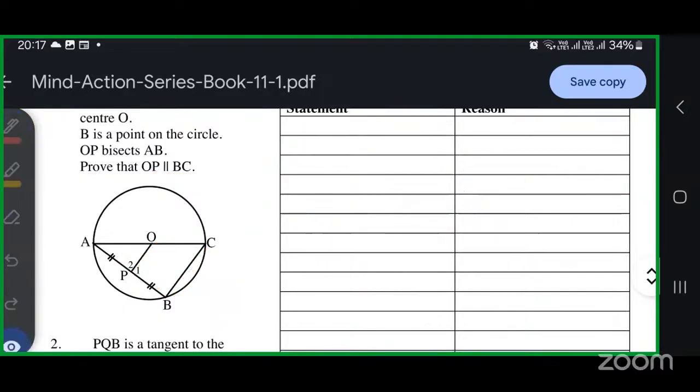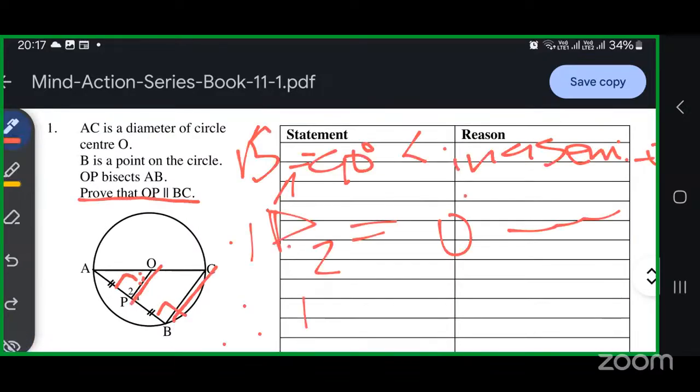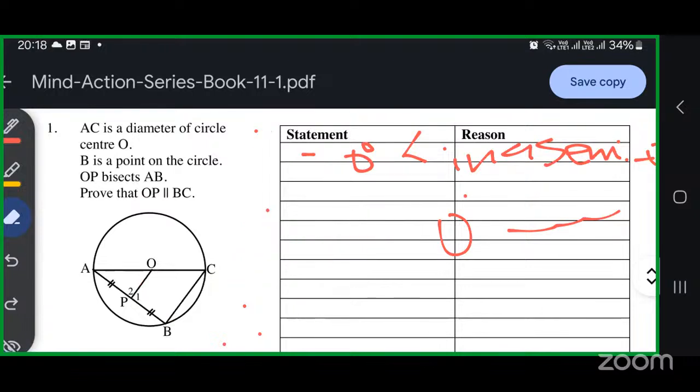number one here. We did number one here, and then let me erase this so that you can also participate in this, Lavella. Now, we are given that AC is the diameter of the circle with center O, B is a point on the circle, OP bisects AB, such that we have concluded that AP is equal to PB. Prove that OP is parallel to BC.